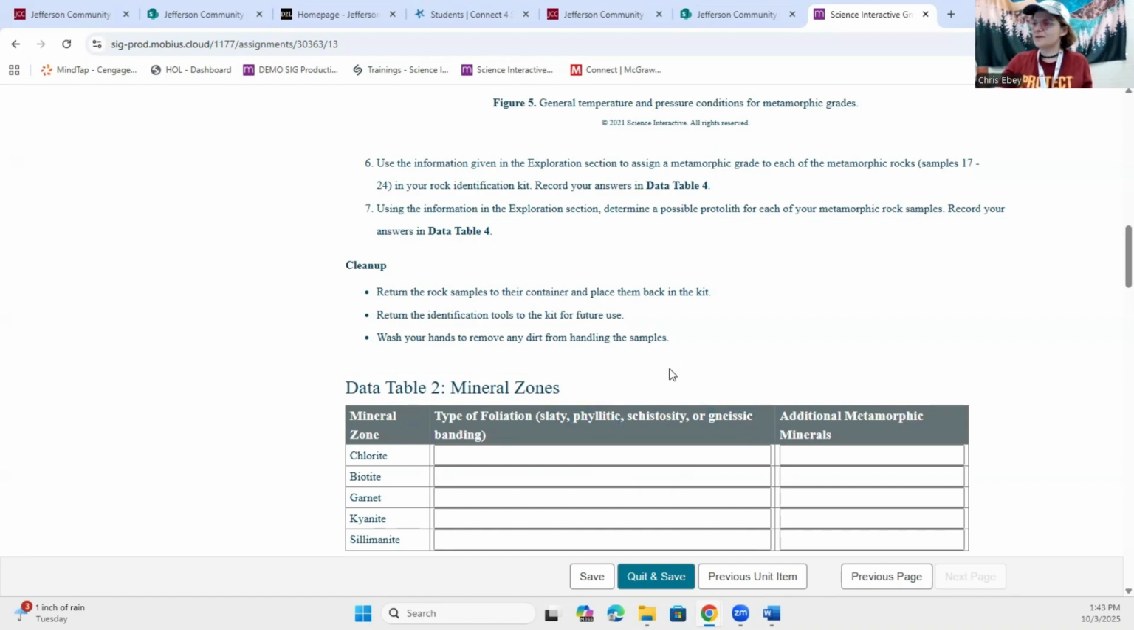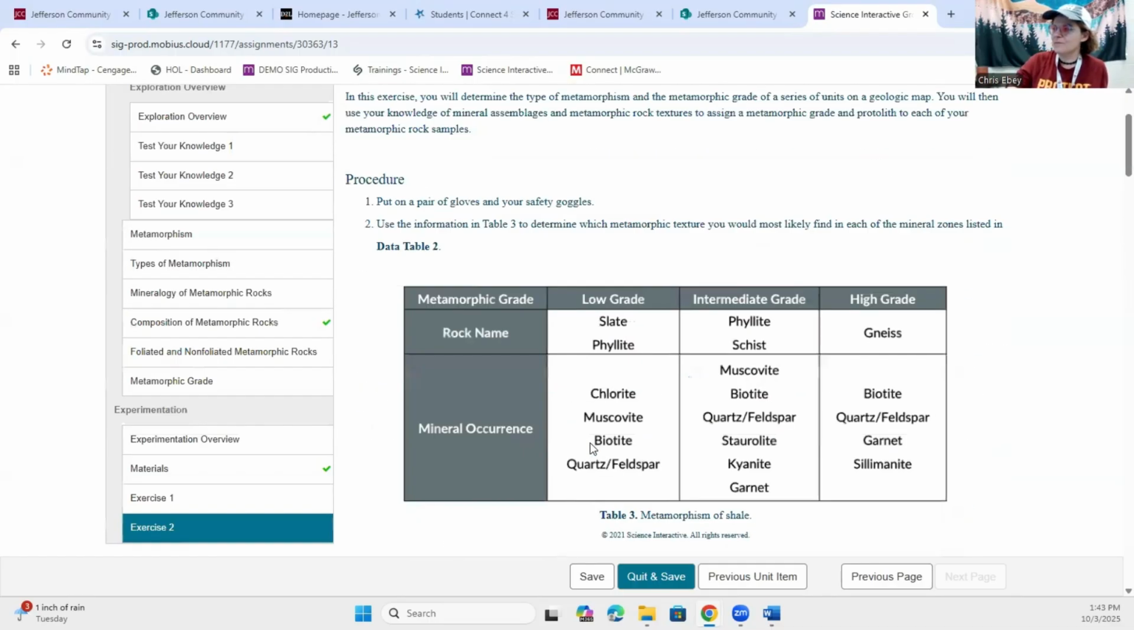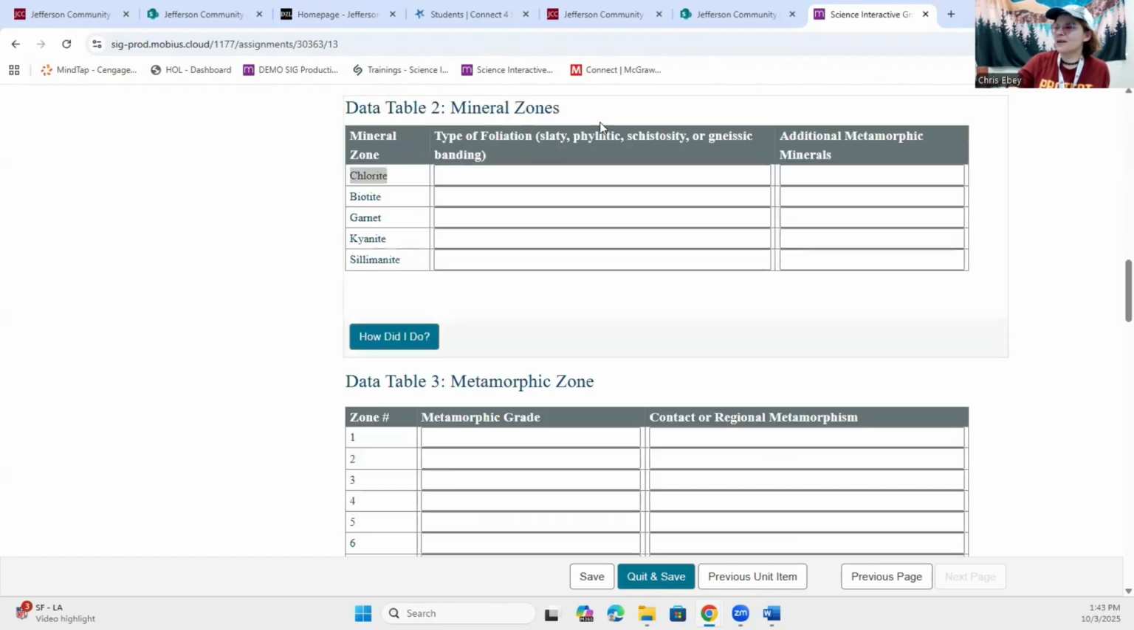So how do we do this? Let me go ahead and go through chlorite with you. We see the mineral chlorite. We go up to our table and we see chlorite is found under low grade, and it's only under low grade. And the rocks that we find chlorite in are slate and phyllite. So a fair guess for the kind of foliation is slate-like, which is slaty, or phyllite-like, phyllitic.